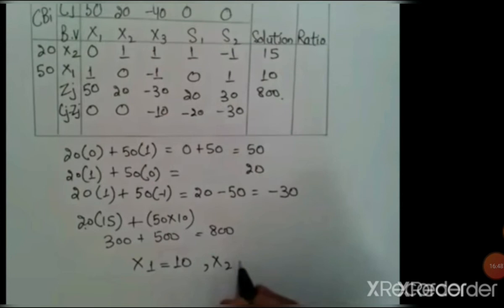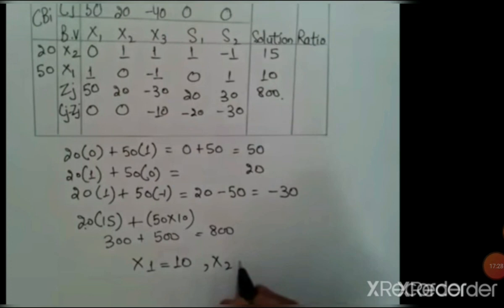In the Cj minus Zj row, the first column has value 0, x2 value 0, x3 value -10, S1 -20, S2 -30. So what is the condition of optimality? Cj minus Zj should be less than or equal to 0. This final row satisfies the condition of optimality. That's why we got the optimal solution, so no further iteration is required.